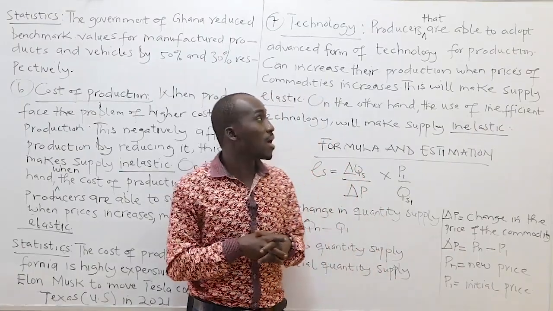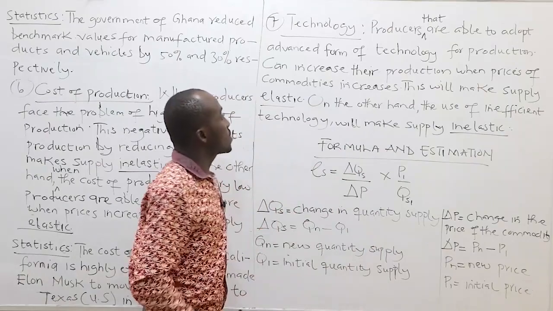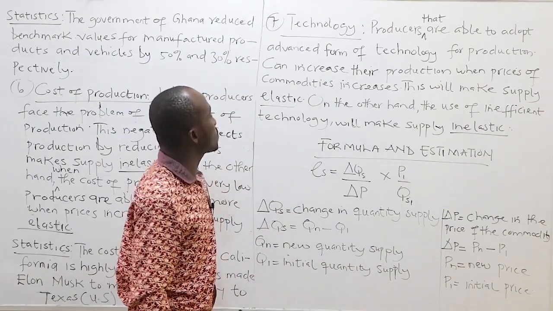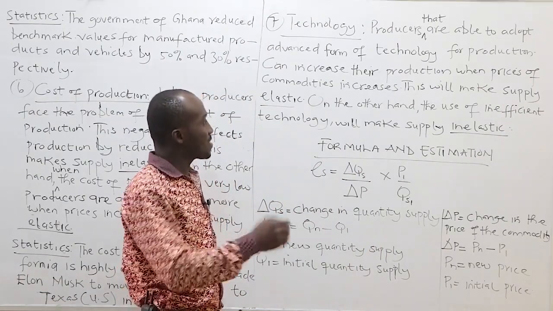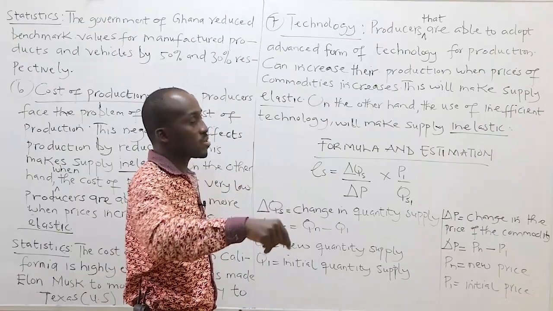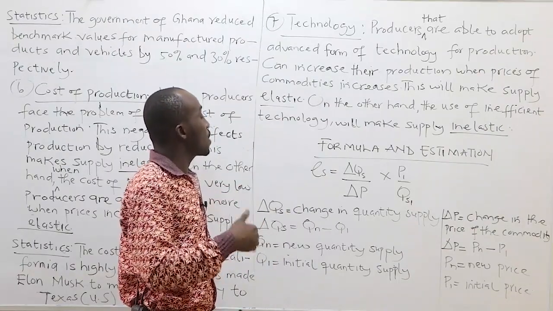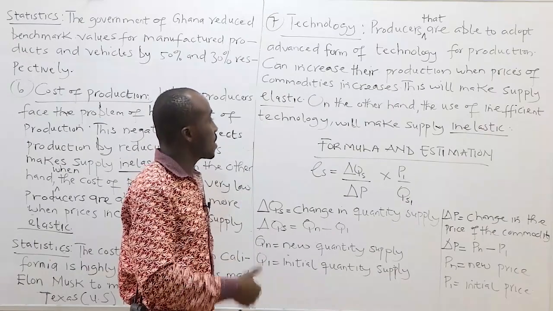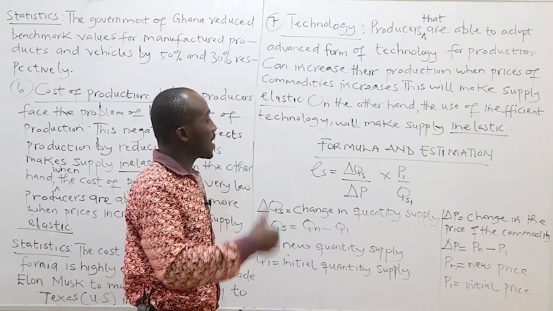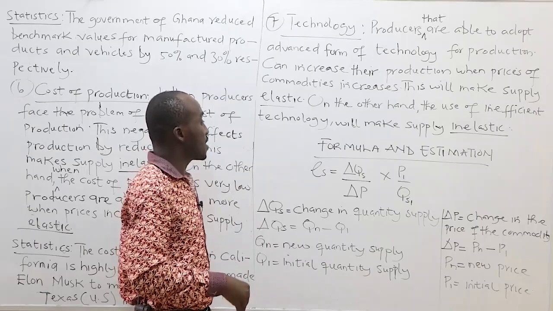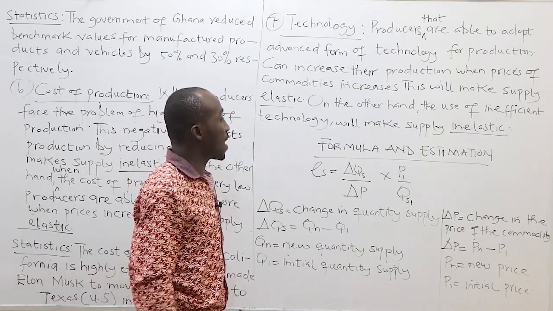So let's see number 7, technology. Producers that are able to adopt an advanced form of technology for production increase production when price increases. This will make supply elastic. On the other hand, the use of ineffective technology will make supply inelastic.